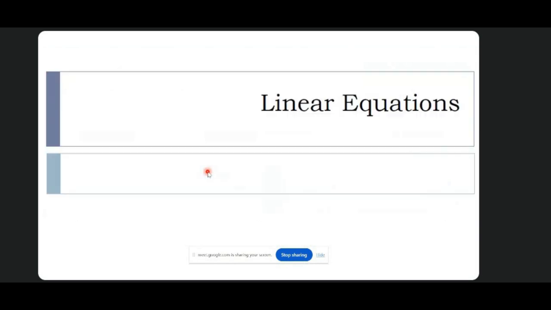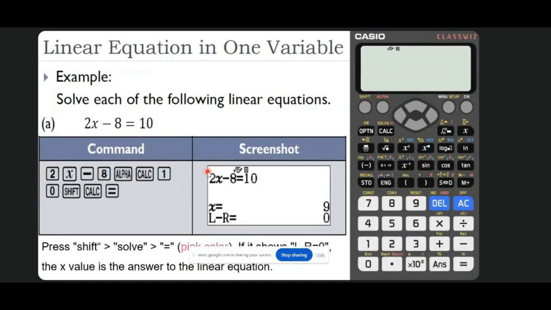Okay, so now we move to linear equation. To get the answer for linear equation, you need to key in the x by yourself. So 2x, how to key in x? The x symbol is here, below the on button. So to key in 2x, you can try to key in on your calculator 2x minus 8.